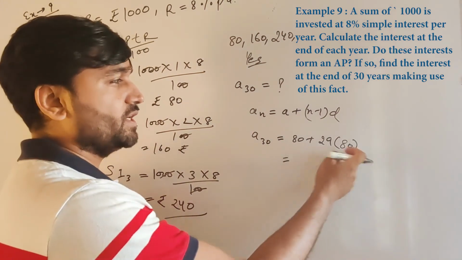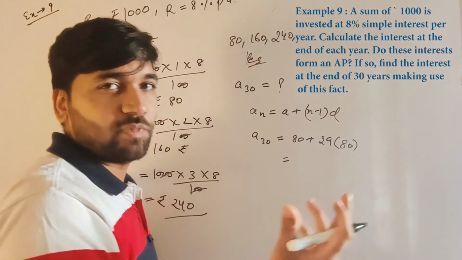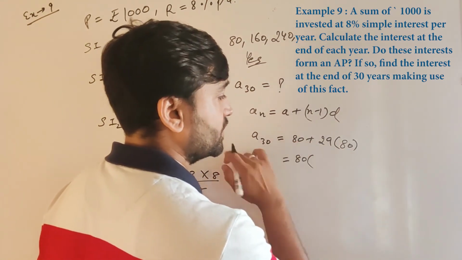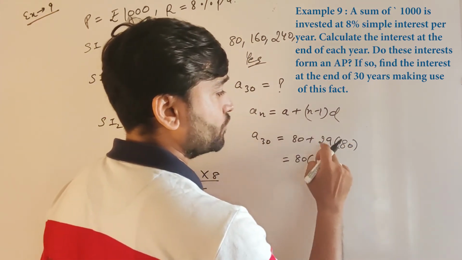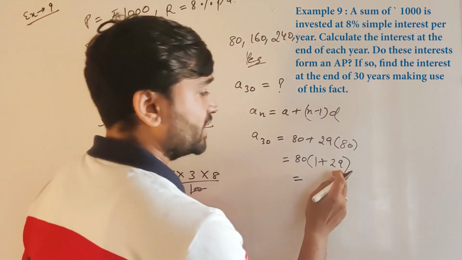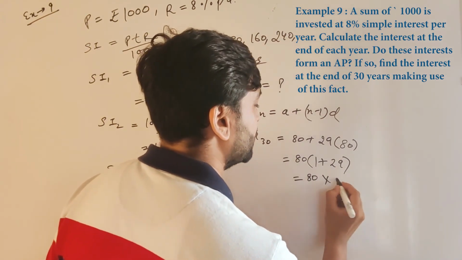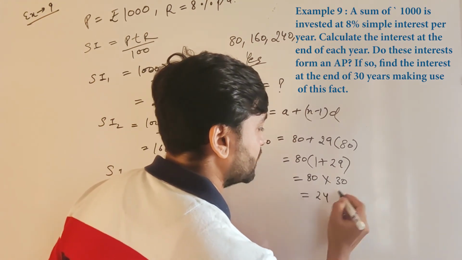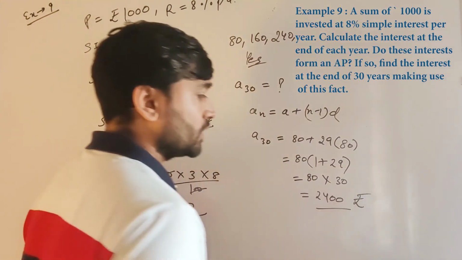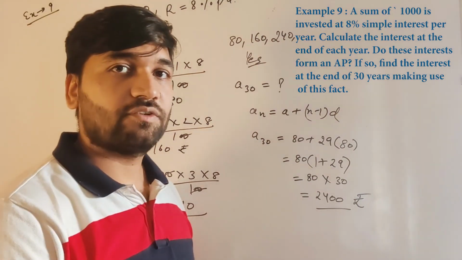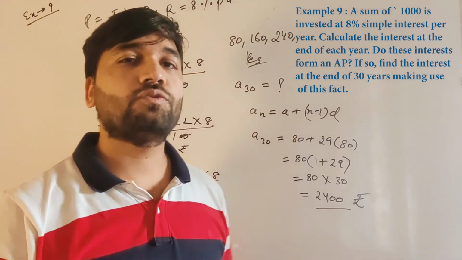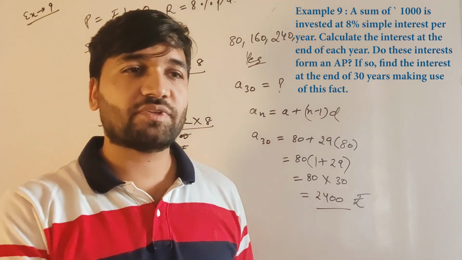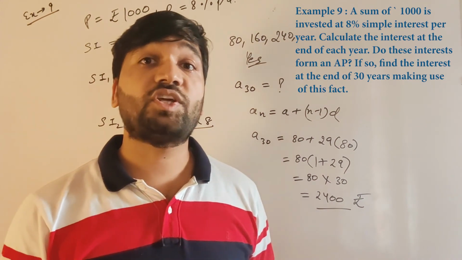Now, there are many ways to simplify. You can multiply 29 into 80 and add 80 to it. But we would like to do smart calculation. You see 80 is common. We'll take 80 out. What is left? When I take 80 common out, here 1 is left. Plus 80 is out, 29 is left. So 29 plus 1 is 30. So you just have to multiply 80 into 30, which is much simpler. So 8 into 3 is 24 and the 2 zeros. So this is your simple interest value after 30 years. So here we have used the concept of arithmetic progression in order to find the 30th term. Simple interest after 30 years means you're finding the 30th term.